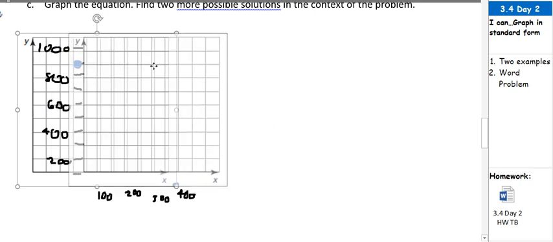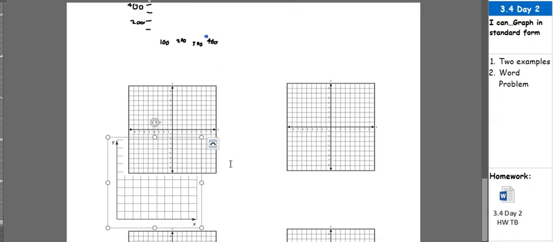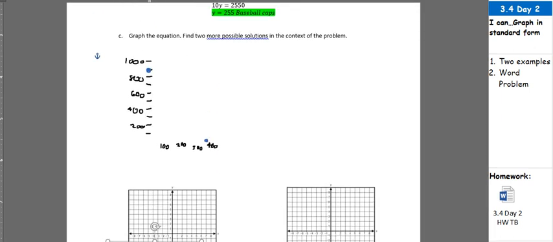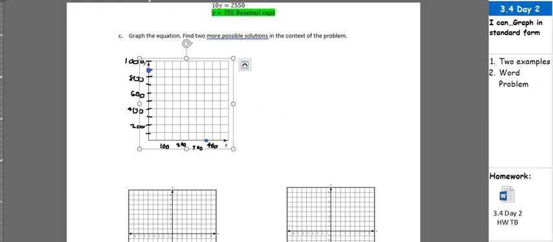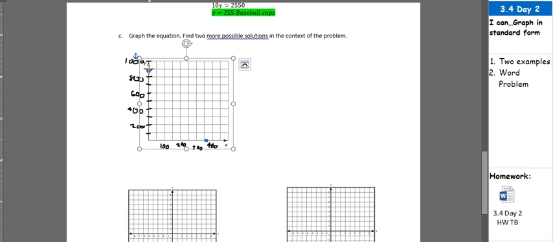My graph moved a little bit. Let's see if we can fix that. Oh, so we'll just go back. There we go. Sorry about that. So now I have to go ahead and throw my line in here. That needs to go through both spots.